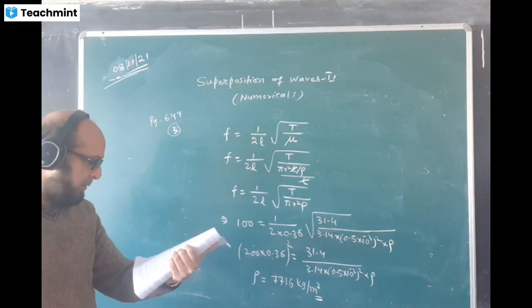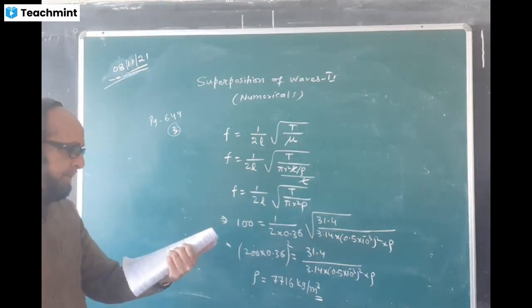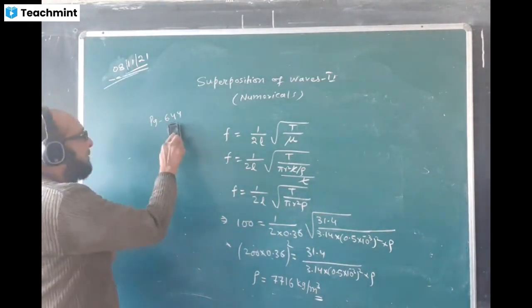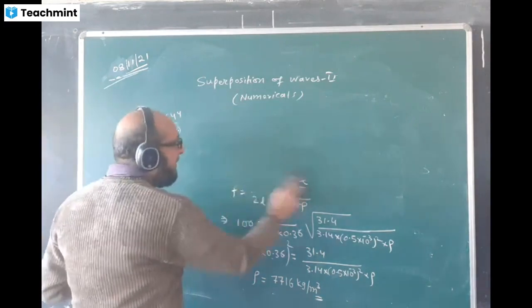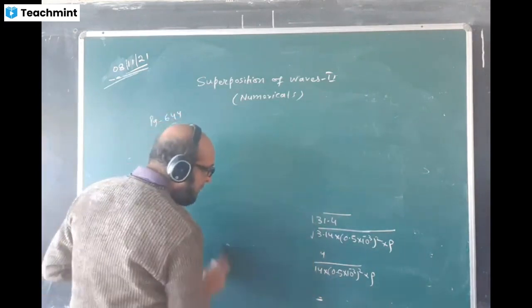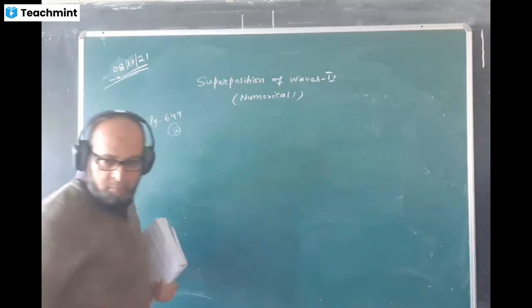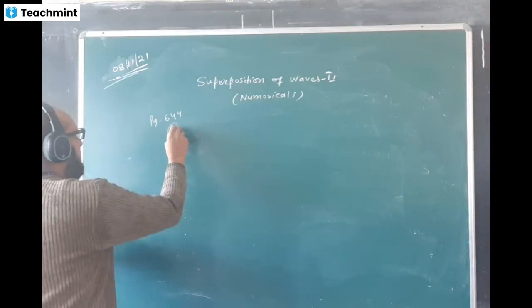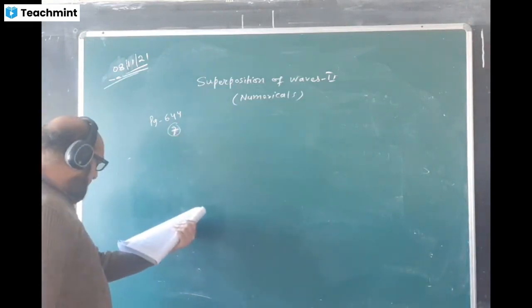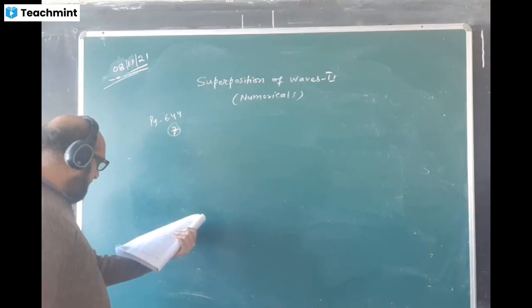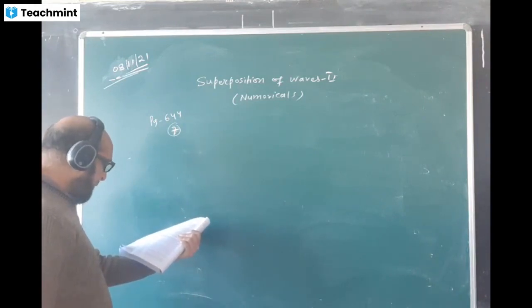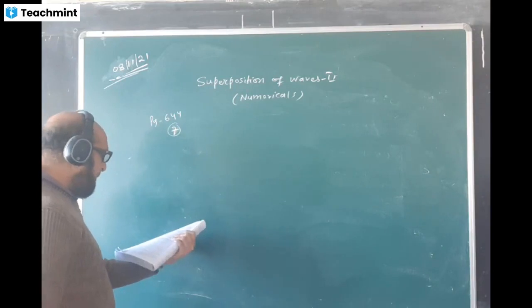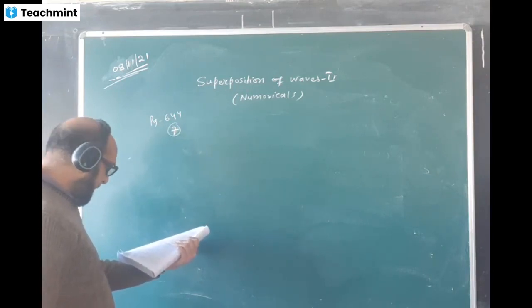Okay, now I will be doing question number 7. You can verify this answer later on. I am doing number 7 now. Question number 7. A string B has twice the length, twice the diameter, twice the tension, and twice the density of another string A. Which overtone of B will have the same frequency as the fundamental of A?